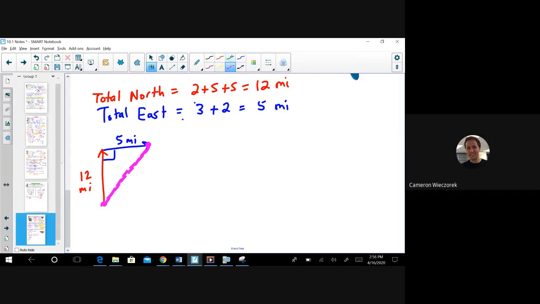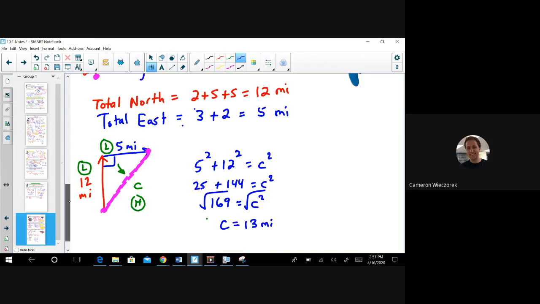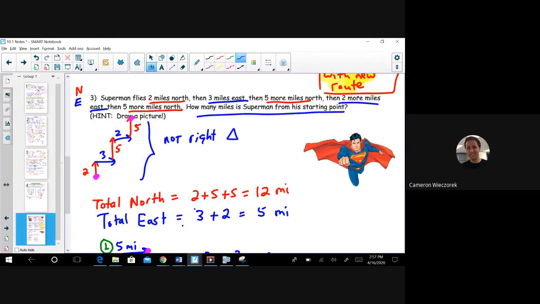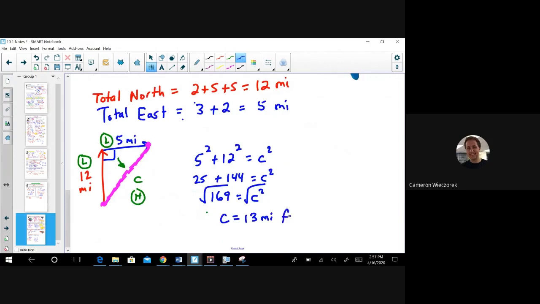I can use the Pythagorean theorem. This pink segment I drew is my hypotenuse. It's across from the right angle. There's my leg, there's my leg. So I'm going to set it up. 5 squared plus 12 squared equals c squared. 25 plus 144 equals c squared. 169. And that is on our list. That's 13. So I just found out the problem was asking for how many miles Superman is from his starting point. We just found the distance between these pink dots. That's 13 miles from his starting point.